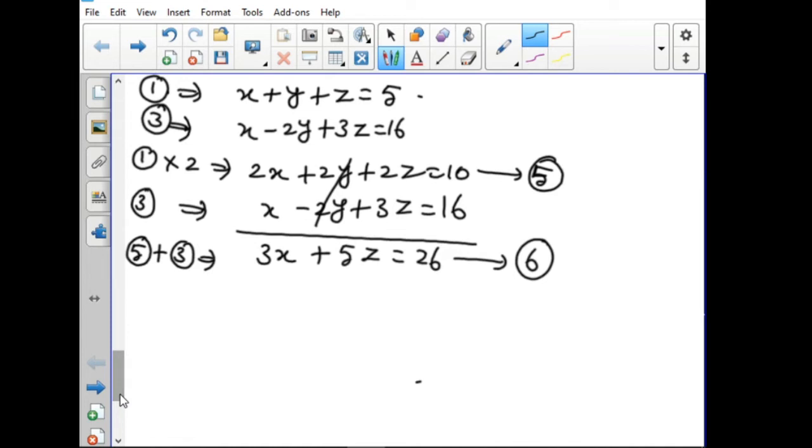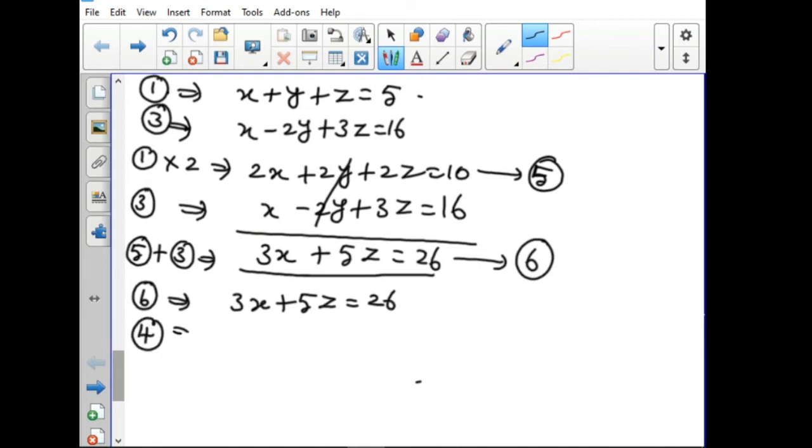Equation 6 is 3x plus 5z equal to 26. Equation 4 is 3x plus 2z equal to 14. See here, x has the same coefficient, but both are positive. Positive means we cannot cancel, so now we are going to subtract the equations.